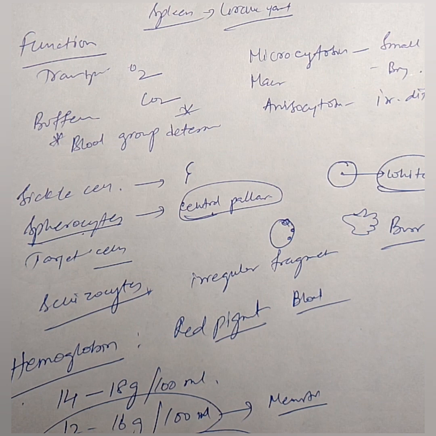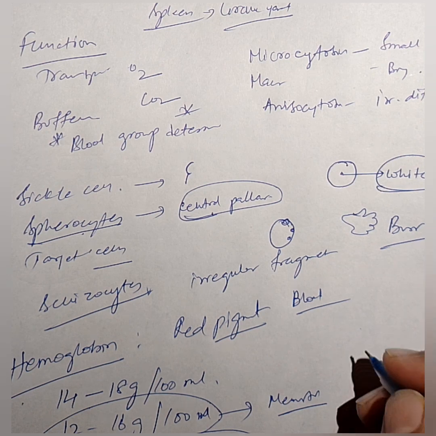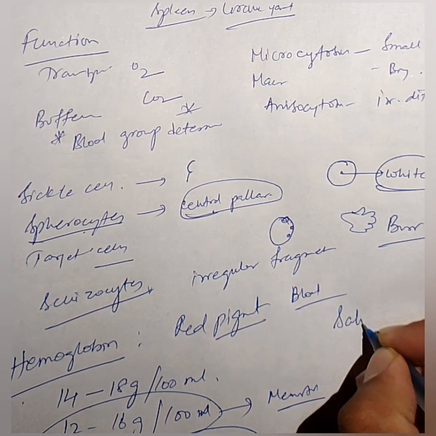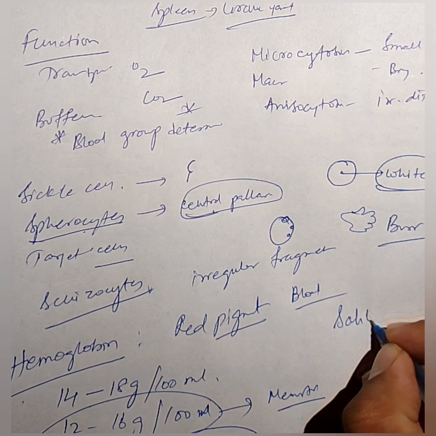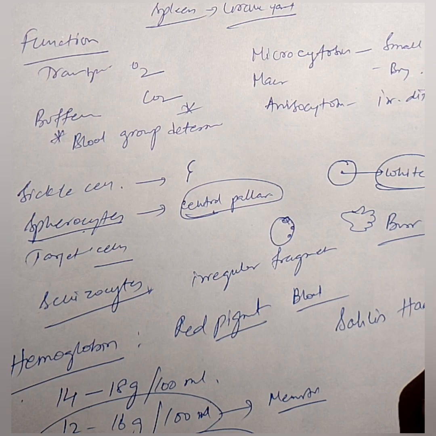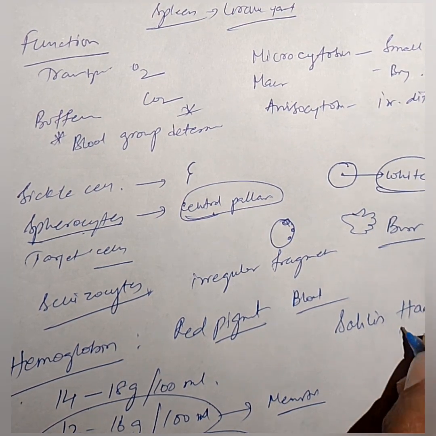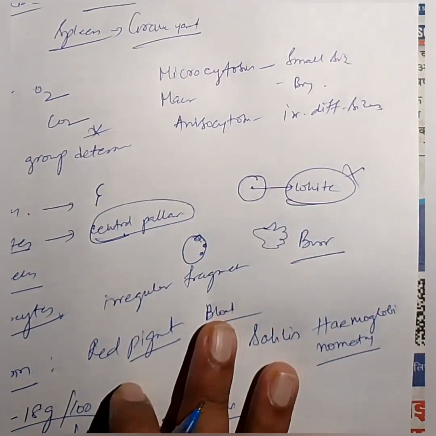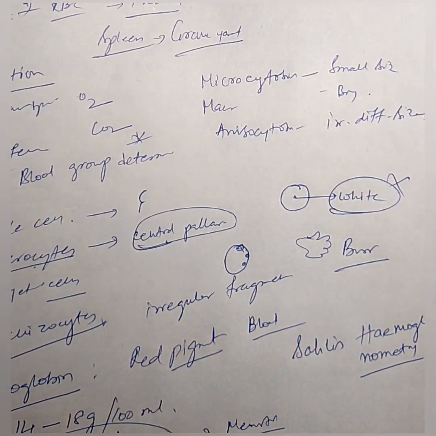Next we can see the measurement of hemoglobin. How can we measure the hemoglobin? With the help of Sahli's hemoglobinometry, we are able to measure the hemoglobin.